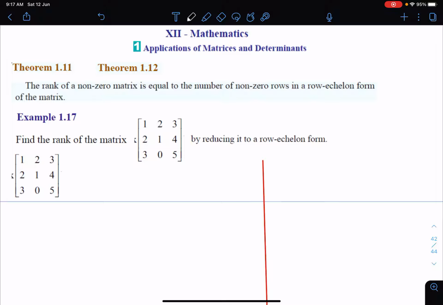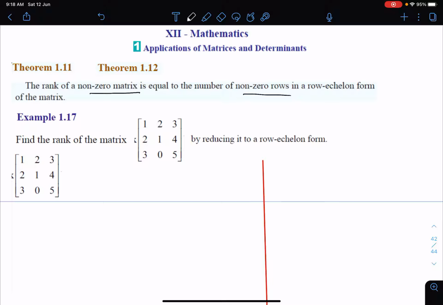Today we have got two theorems, theorem 1.11 and theorem 1.12. Both state, without proof, the rank of a non-zero matrix is equal to the number of non-zero rows in the row echelon form of the matrix. So if you get a row echelon form matrix, how will you find out the rank of the matrix? Consider how many non-zero rows there are, and according to that your rank will be decided.